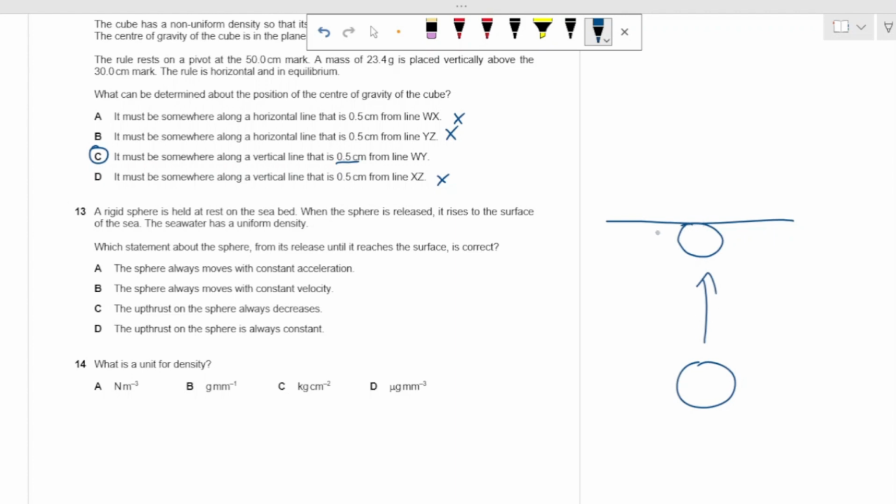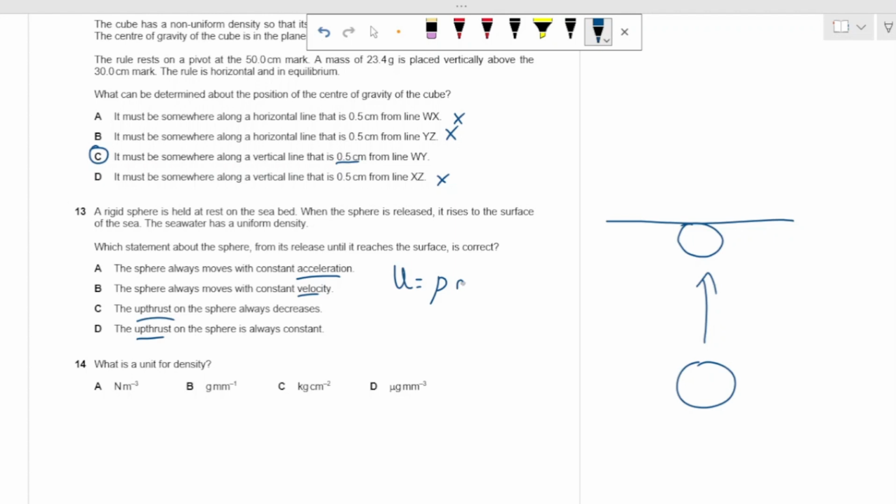Well, if we look back at the formulas, first of all, let's read the options. The sphere always moves with constant acceleration. No. The sphere always moves with constant velocity. Again, that is wrong. The upthrust on the sphere always decreases. About the upthrust, let us see. For constant velocity and constant acceleration, that is definitely not correct. The force acting on this is not really matching with the acceleration and the velocity. But if you are really unsure about this, try working from the upthrust options, because they also have something to tell. So first of all, let us see what's the formula for upthrust.